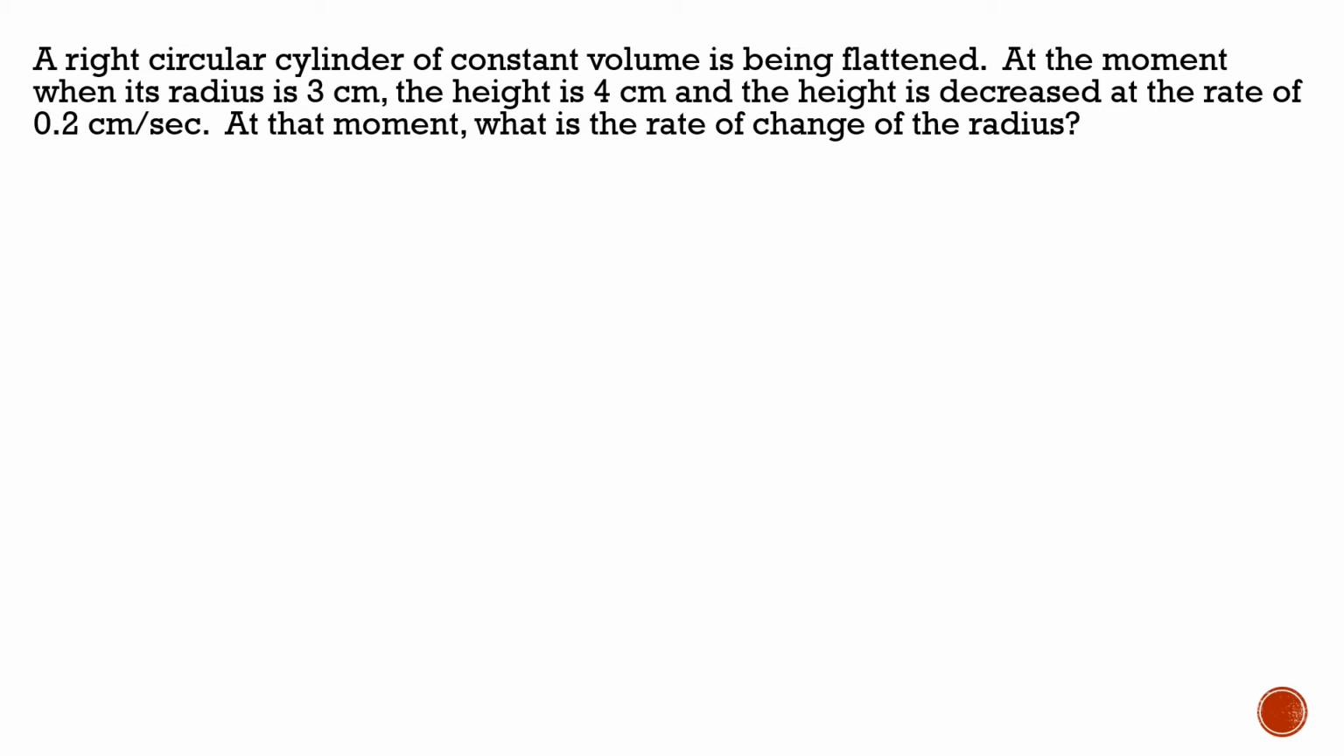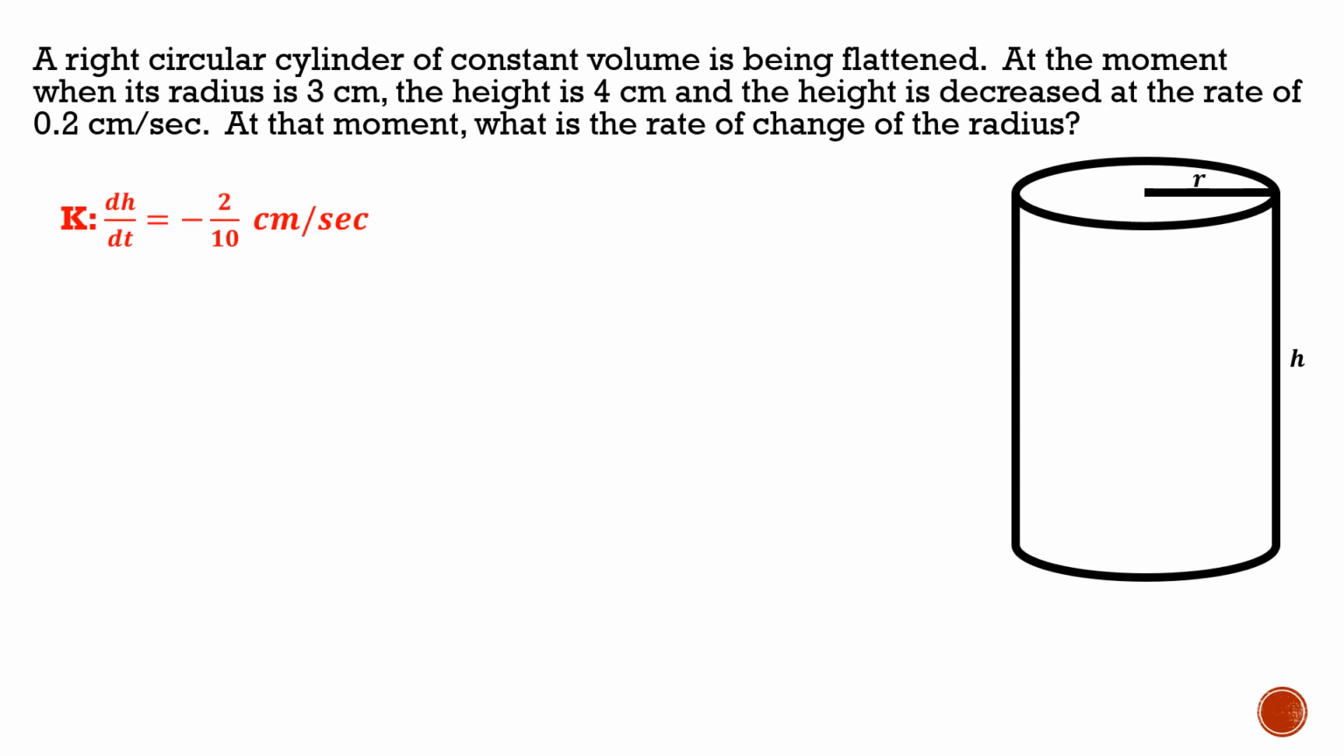So again, setting up my know, find, when, I have know: dh/dt is negative 2/10 centimeters, or negative 1/5 centimeters per second. We're trying to find the rate of the radius, so dr/dt. And we're trying to find it when r is 3 and h is 4.